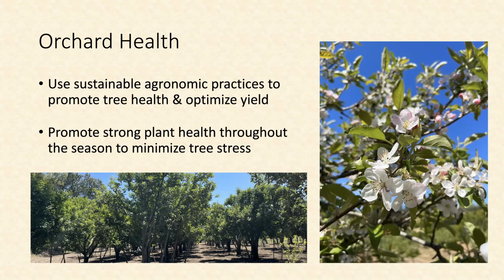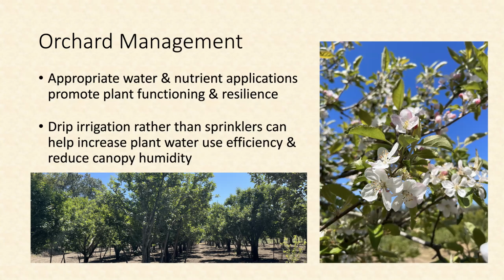Okay, so orchard health. I wanted to make the point that using sustainable agronomic practices to promote tree health in general and optimize yield is just going to be good for creating a more resilient orchard in general. So it's going to promote strong plant health throughout the season, minimize tree stress, and help the trees handle stress a lot better, whether that's from pathogens or drought or anything else. That means appropriate water and nutrient applications promote plant functioning.